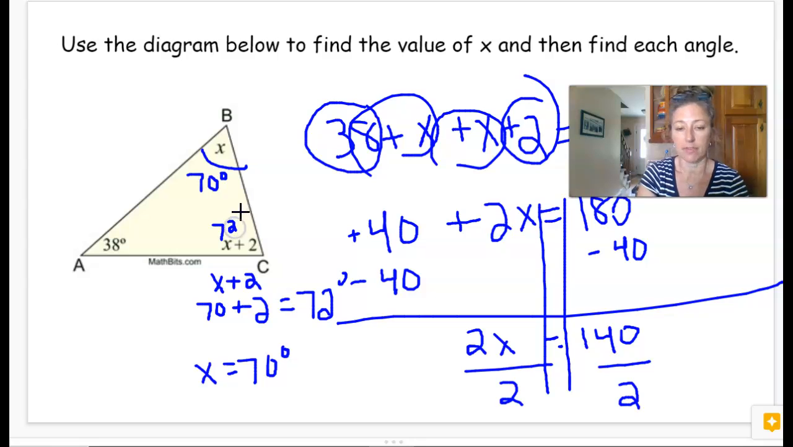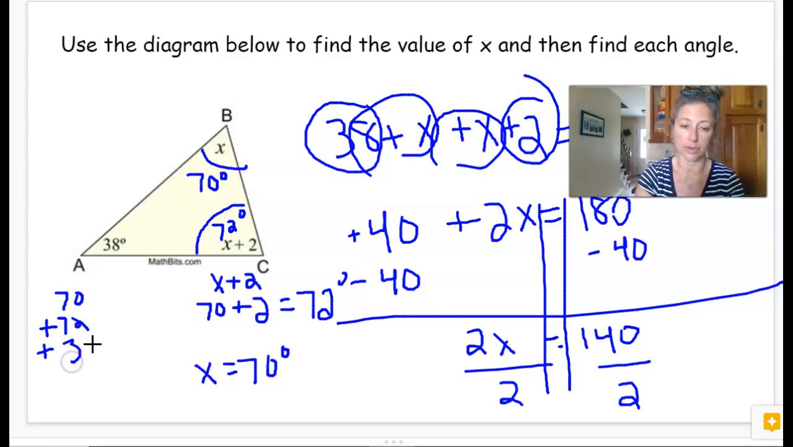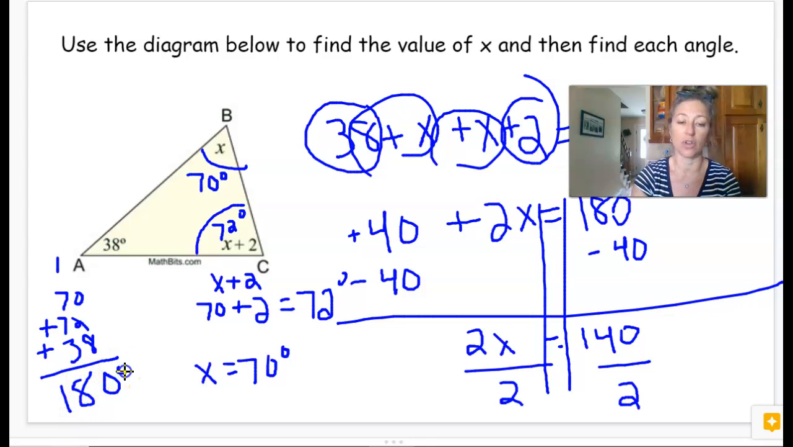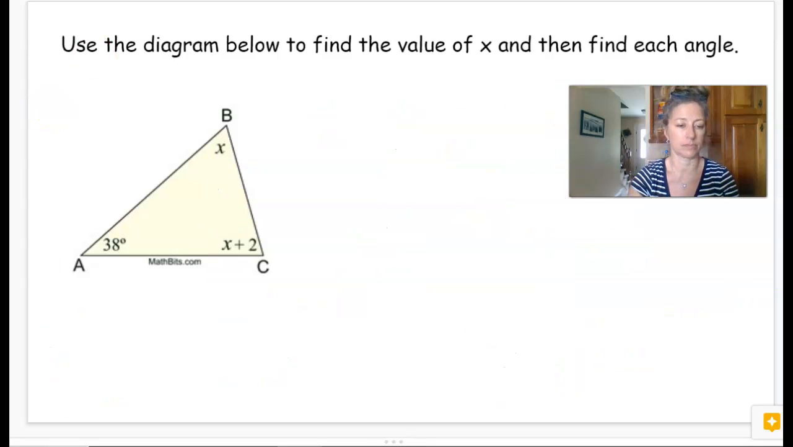Now, anytime I've had to find more than one angle, I want to check to make sure it works. So right now I need all of you to add 70 plus 72 plus 38. I'm going to do it the long way instead of using my calculator. 2 plus 8 is 10. Carry the 1. Actually, let's add 7 and 3. That's nice and easy in my head. 7 plus 3 is 10. Plus 1 is 11. Plus 7 is 18, so we get 180. So we have all of those angles correct. Nice work. Let's move on to another one.